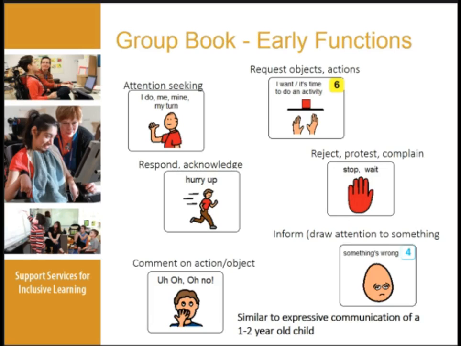Adults focus on modeling earlier acquired communication intents with the available symbols. This could include attention seeking, communicating to request objects or actions, to request information, to reject, to protest or complain, to respond, to acknowledge, to inform or draw attention to something, to comment on an action or an object, or to answer. Think of a 2-year-old with typically developing language and communication skills. Why and how do they communicate?